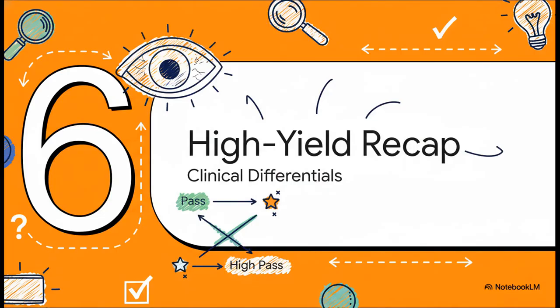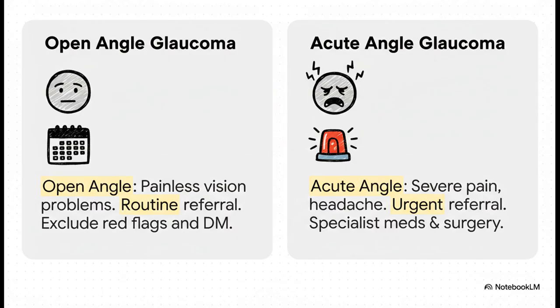All right, let's finish with a quick, high-yield clinical recap. This is to really cement the key differential diagnoses in your mind. Getting this stuff right is what separates a pass from a high pass. Look at this comparison. For open-angle glaucoma, what do you need to remember? It's painless, it's a routine referral, and you need to exclude red flags and think about things like diabetes. Now, contrast that with acute angle closure glaucoma, a completely different beast. Here you've got severe pain, maybe a headache, it's an urgent referral, and the management involves specialist meds and surgery. Knowing these differences cold is absolutely key.